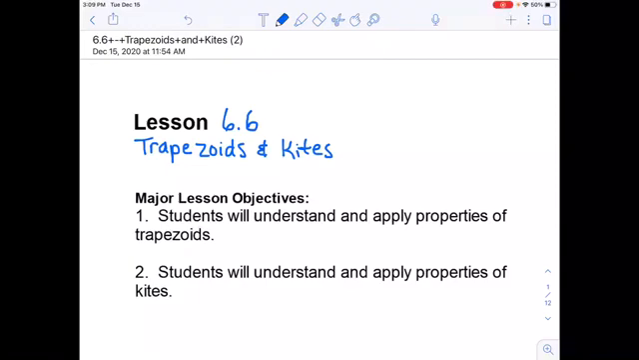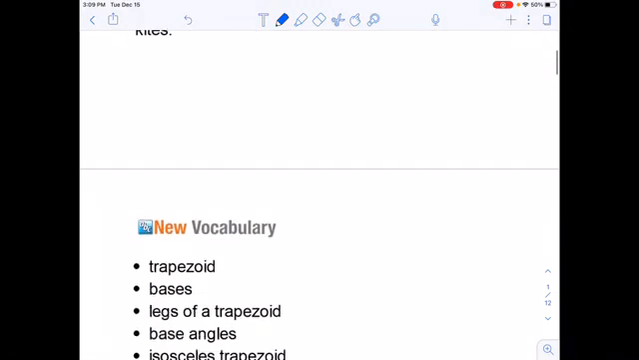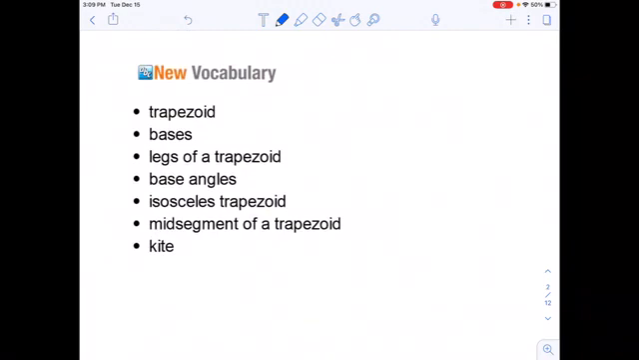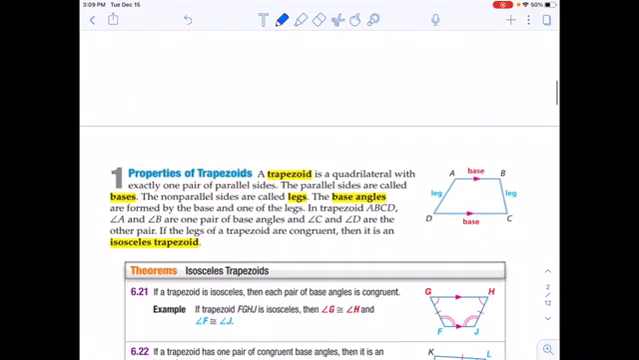Hello, today we are covering lesson 6.6, trapezoids and kites. You guys will be able to understand and apply properties of both of these. We have new vocab: trapezoid, bases, legs of a trapezoid, base angles, isosceles trapezoid, mid-segment of a trapezoid, and kite.